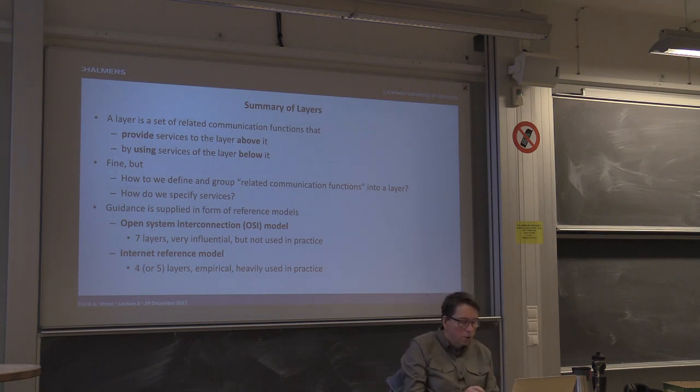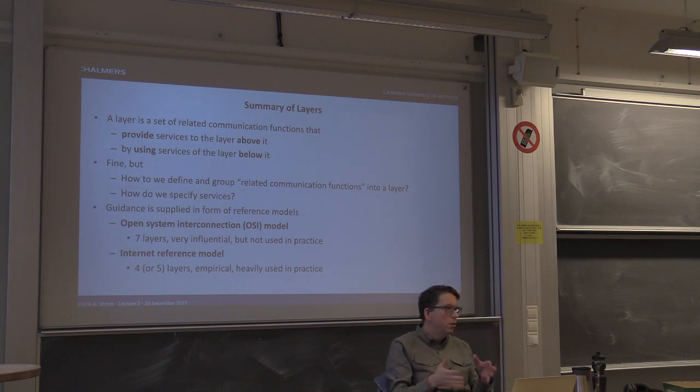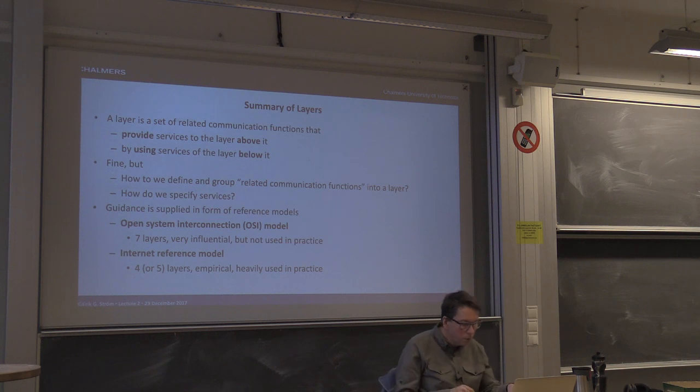Okay, so this looks great, right? But how do we do this? How do we really define and group what's known as related communication functions? I mean, what is related and so forth? And what is actually a communication function? And how do we specify these services? Here, there is some guidance through what's known as reference models.